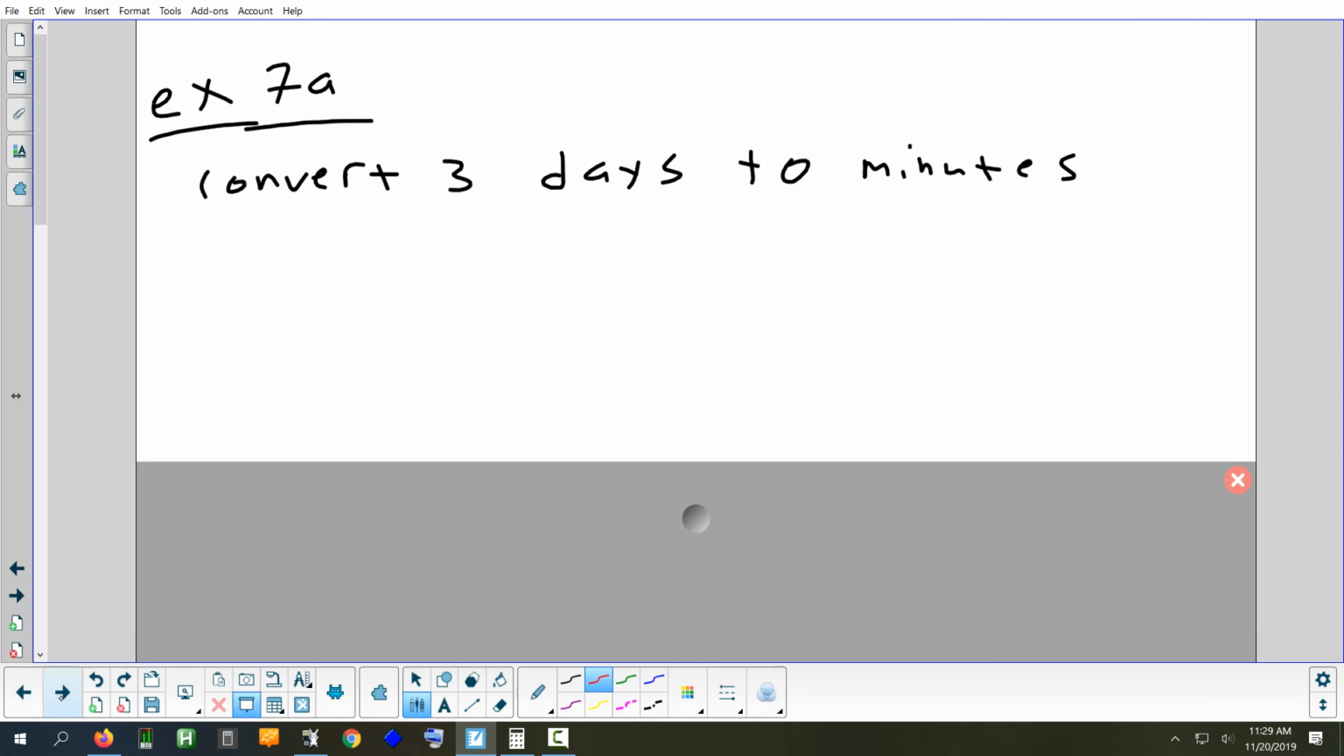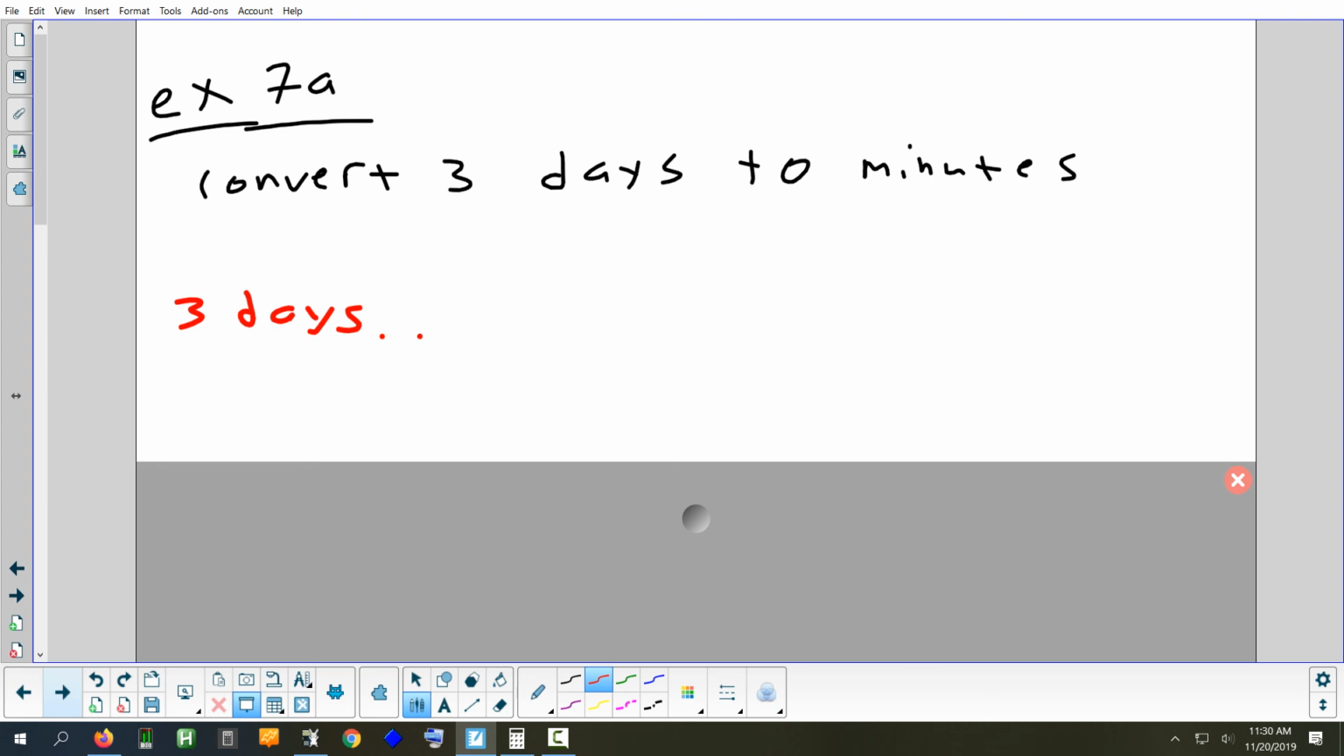Okay, so let's start out with something that's not even a rate. A rate is like distance per time. This is just time. Just want to convert 3 days to minutes. Now, I don't know any fancy conversion to jump from days to seconds. What I do know is days to hours, and then I know hours to minutes, and then I know minutes to seconds. So we'll do it step by step.